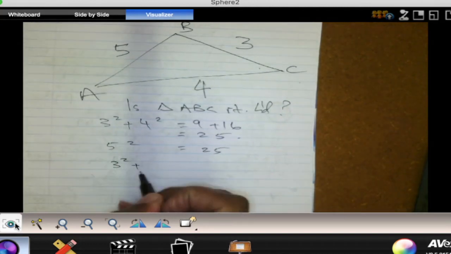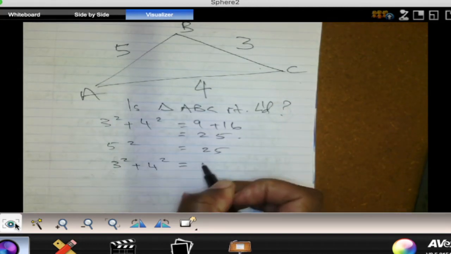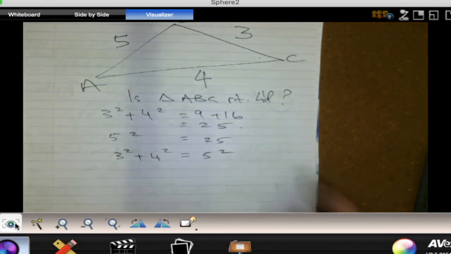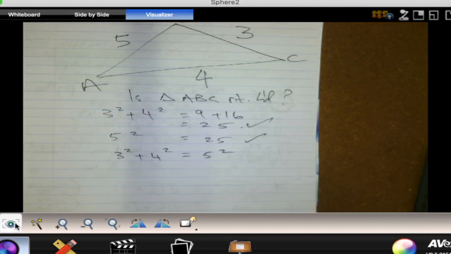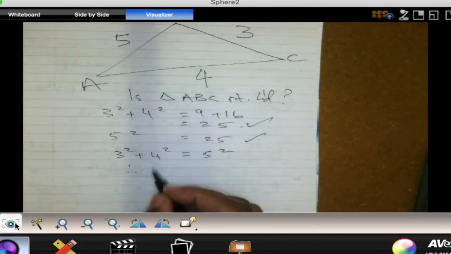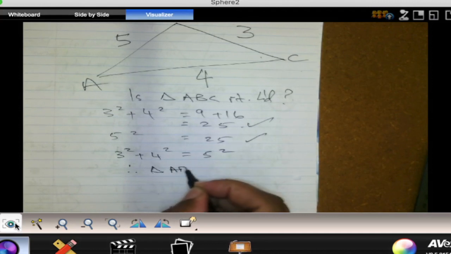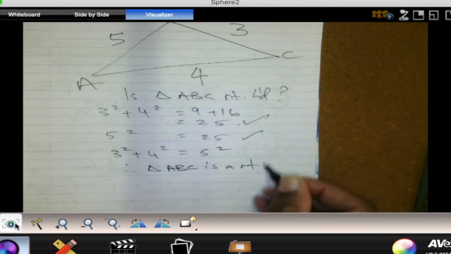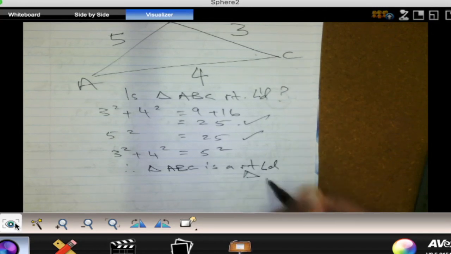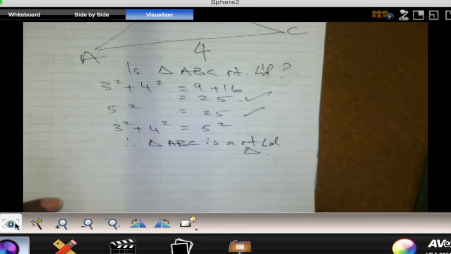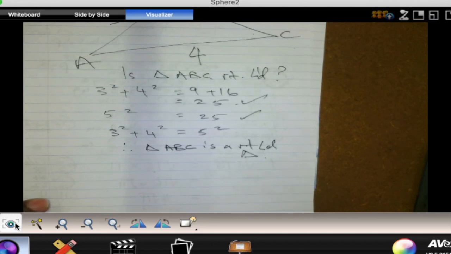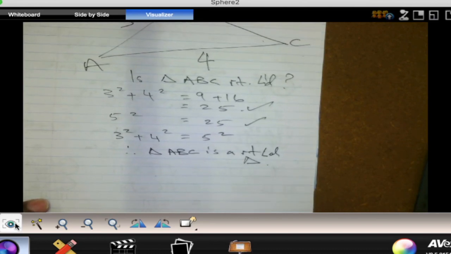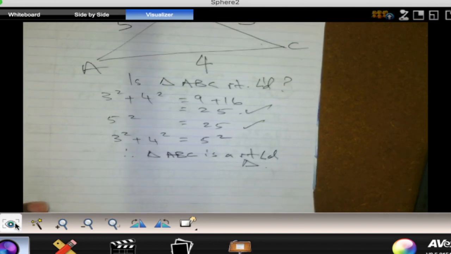Do you see that 3 squared plus 4 squared is equal to 5 squared? Okay, because that is what we are getting from there. So 3 squared plus 4 squared is the same thing as 5 squared. Therefore, what can we say? Triangle ABC is a right-angled triangle. Good. So this is a right-angled triangle. And where is the 90 degrees? Okay, so that is a right-angled triangle at C.